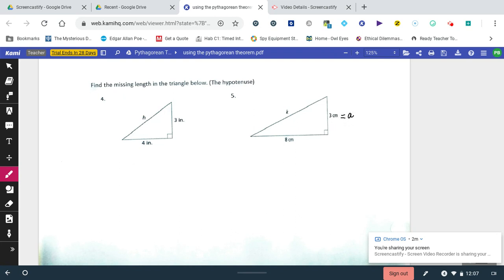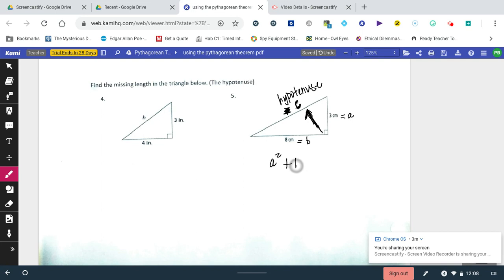I'm going to call 3 A and I call 8 B. But if you go directly across from this right angle, you're supposed to get C. Well, this says K. So I don't really use K. I'm going to call this C because I don't like using any other variables. So if you see other variables, you can always switch it back to A, B, and C. All right, so now I'm going to find the distance or the hypotenuse here of this right triangle.